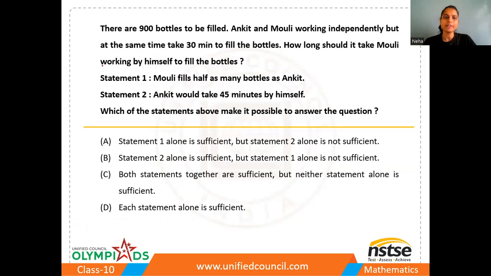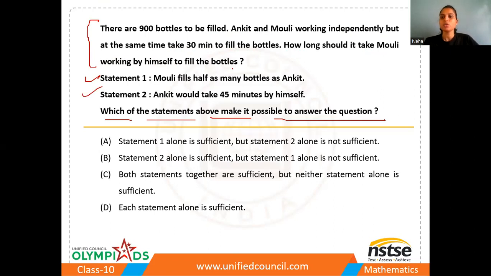So in the next question, we have two statements, statement 1 and statement 2, and we have to decide which of the statements above make it possible to answer the question. One question is there, and we have to choose from which option we can tell the answer perfectly. In this question we have to do some calculation. There are 900 bottles to be filled. Ankit and Molly working independently but at the same time take 30 minutes to fill the bottles. How long should it take Molly working by himself to fill the bottles?